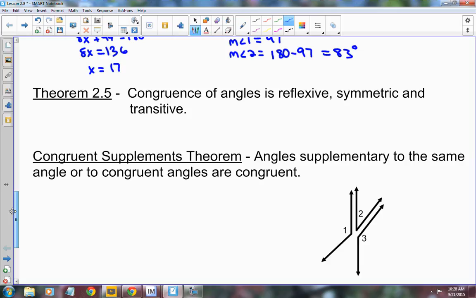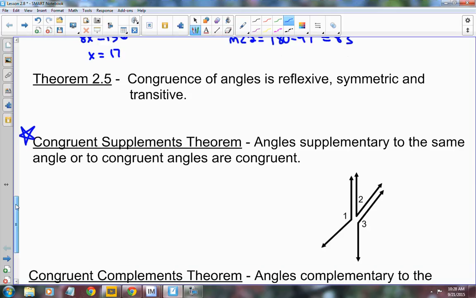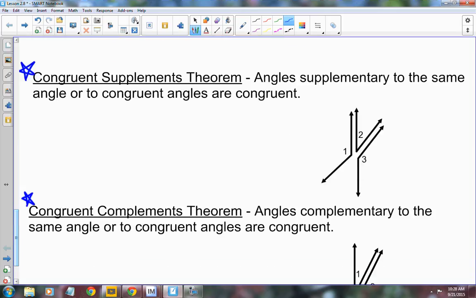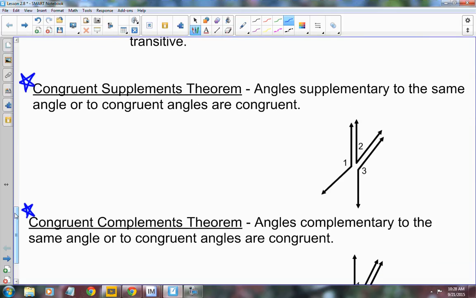All right, now, these next two theorems, I want you to put a star by them because they're very helpful, but people tend to forget about them. So these are important ones. It's the congruent supplements theorem. It says angles supplementary to the same angle or to congruent angles are congruent. What that's saying is that if you have two angles that are supplementary to the same angle, those two angles are congruent to each other.